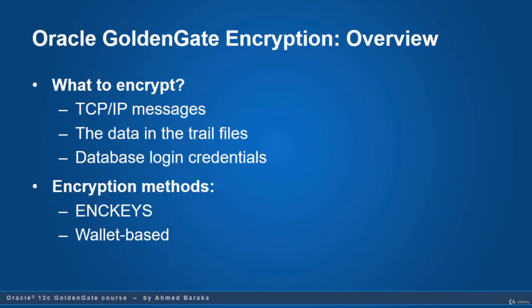As I said earlier, in Oracle GoldenGate, we can encrypt TCP/IP messages, the data in the trail files, and the database login credentials. You have in GoldenGate two main methods to implement those options. You can use either the encryption keys, which can also be named as ENCKEYS, or you can use a wallet-based method. You will learn about those methods in this lecture.